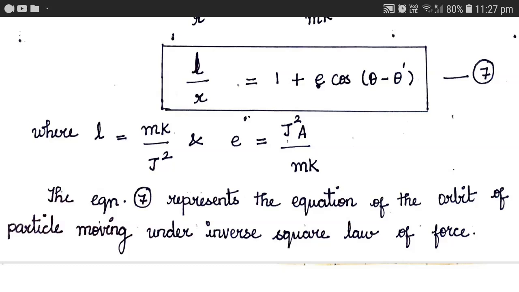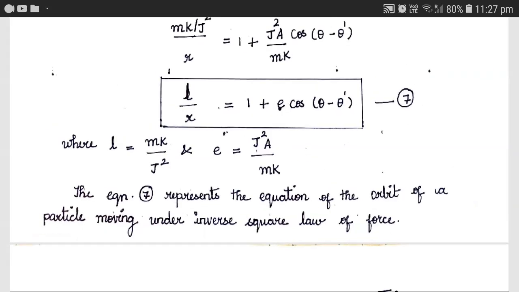So we got equation 7, L by r is equal to 1 plus E cos theta minus theta prime. This is the equation we have got for the orbit of a particle which is moving under an inverse square law of force.